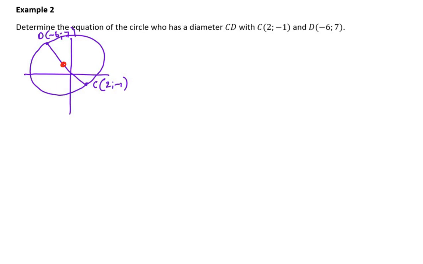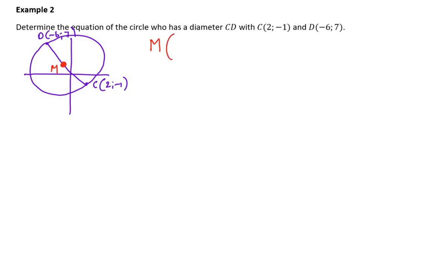Now, what do we know about a diameter? Well, a diameter goes straight through the center. So I know that the center of the circle must be, and I'm going to call it M, because it must be the midpoint, because the radius would be half of the diameter, so the center will be in the middle of the diameter. So my midpoint I can calculate really easily.